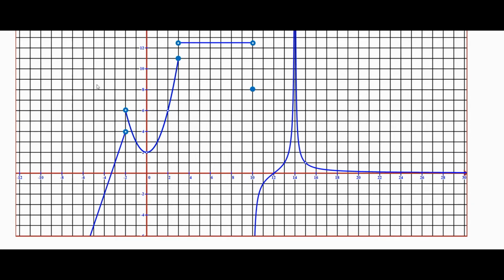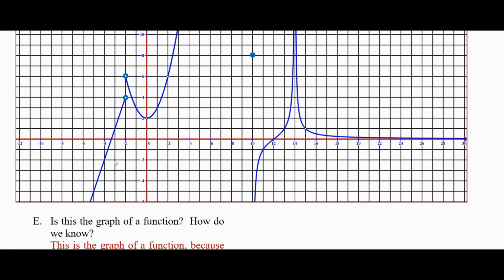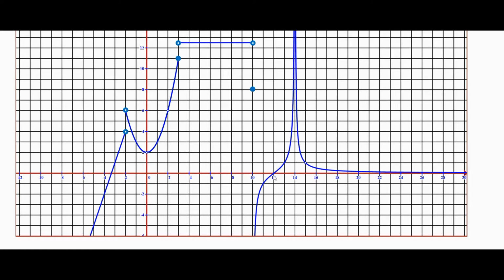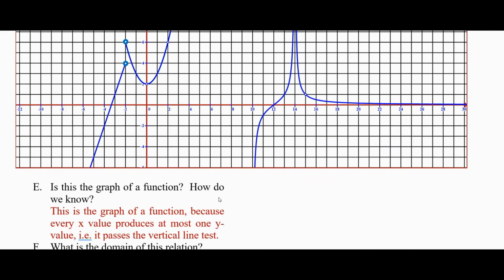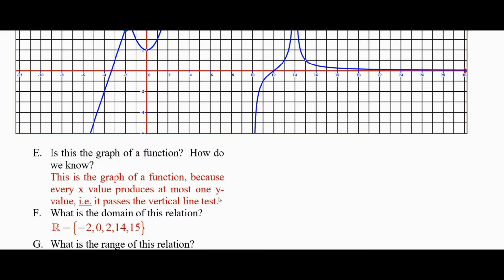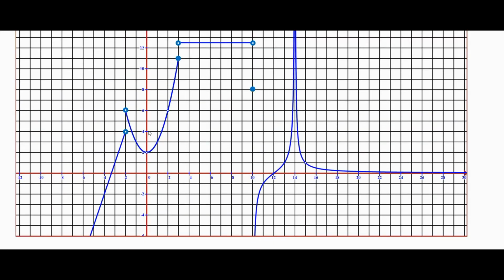If you draw any vertical line, say such as the grid lines here, it either touches the graph in one place or in some cases doesn't touch the graph at all. But it never touches in more than one place. So it is the graph of a function. What's the domain? Well, it's all real numbers except for just a few places.